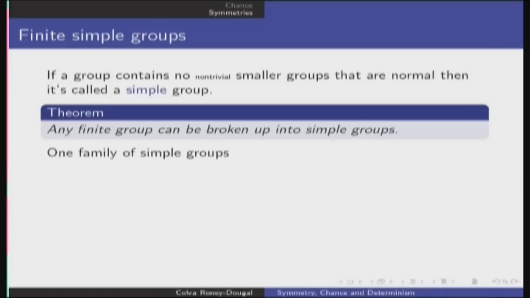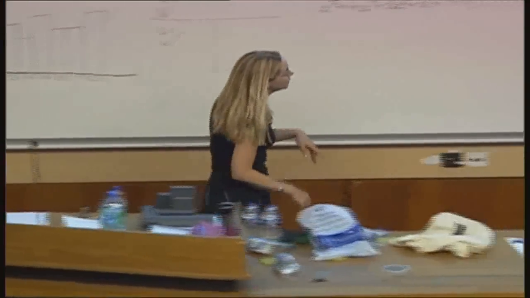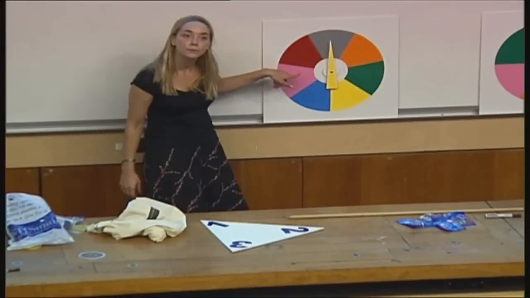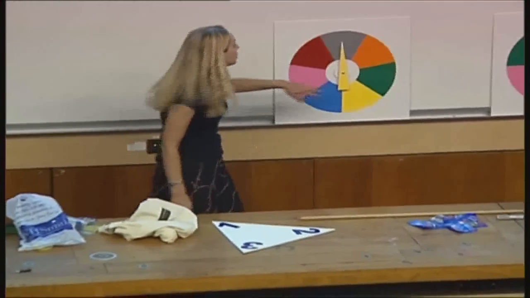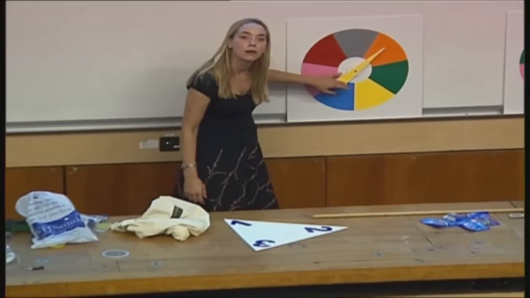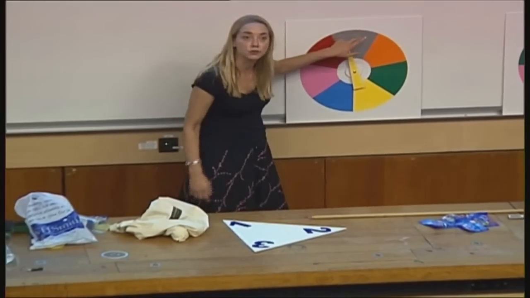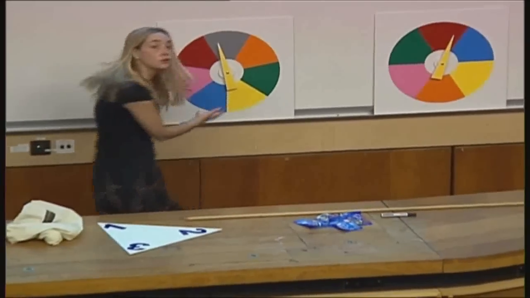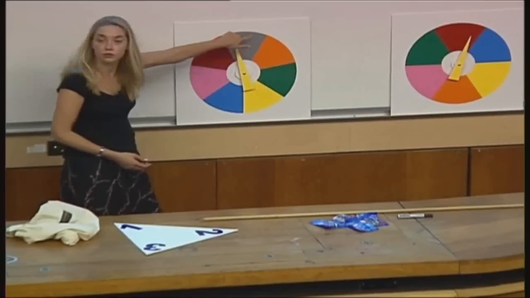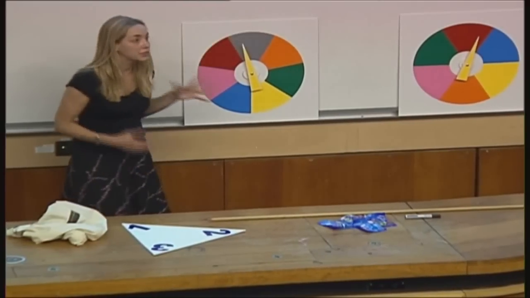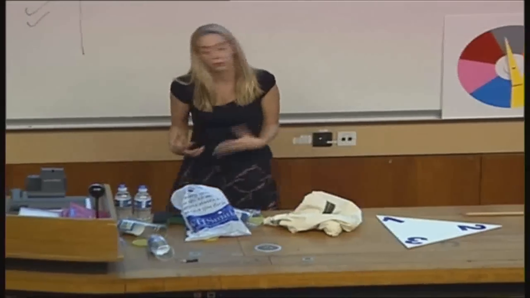You've seen a family of simple groups already. These things may sound a bit abstract, but there's one up on the board. These p-wheels, if p is prime, we've already seen that if I pick any number and just keep applying that number, as long as it's not the do-nothing symmetry, I eventually make all of the rest. So they've got no smaller groups except for the trivial group, the do-nothing symmetry. So in particular, they've got no normal smaller groups inside them.